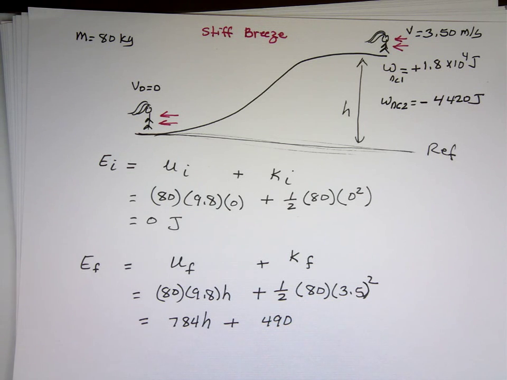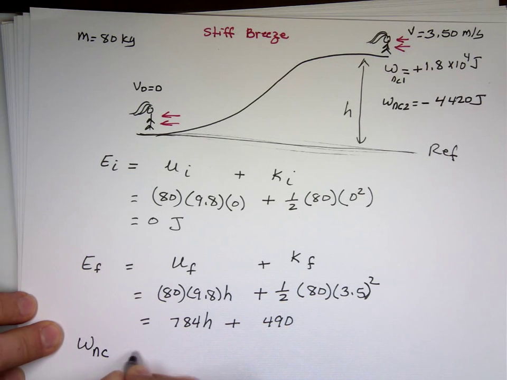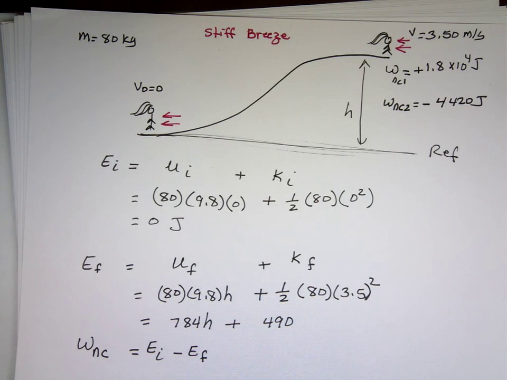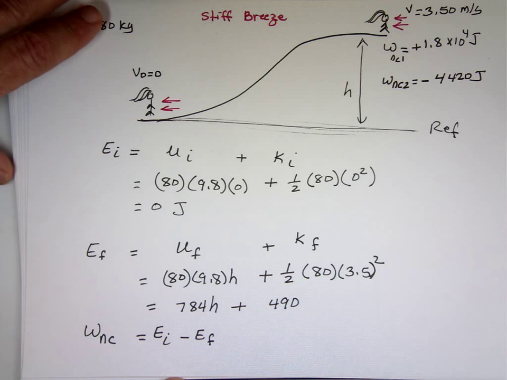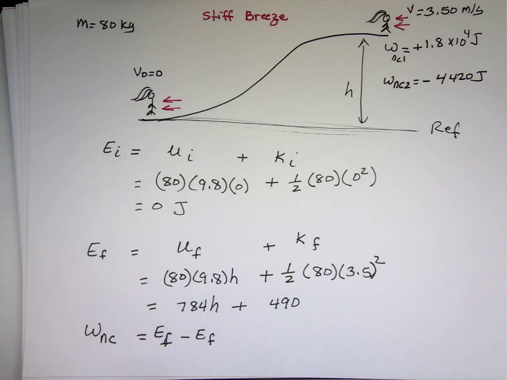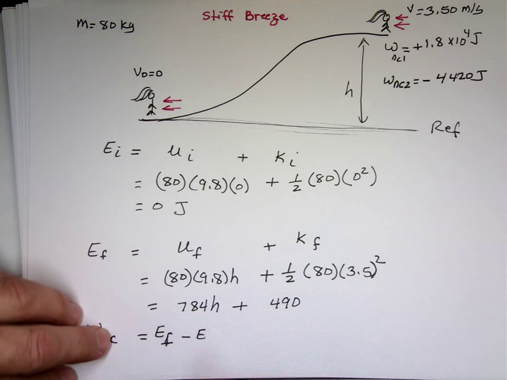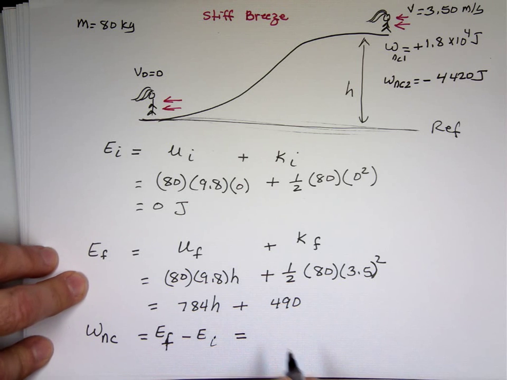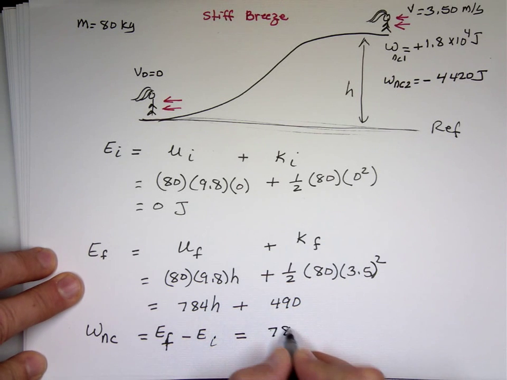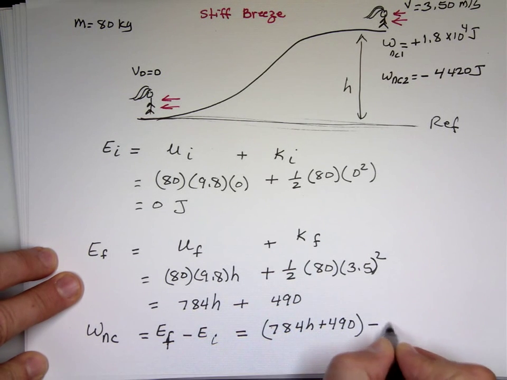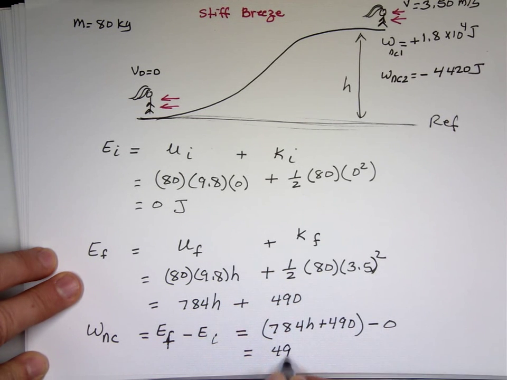Now, we know the work done by non-conservative force is equal to what? E what? E initial minus E final, right? Isn't it? Or E final minus E initial. Yep. E final minus E initial. I'm getting tired too. And here my E final is what? 784H plus 490. Take away from it the 0. And what's the result? 490 plus 784H.